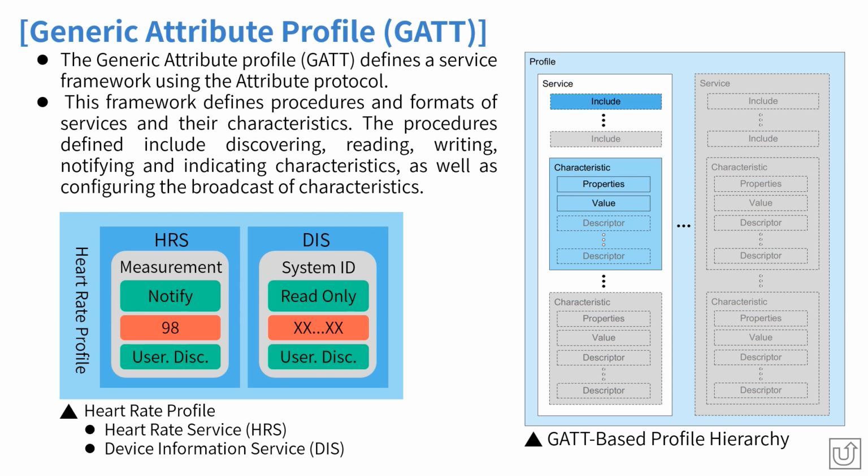through the server. User descriptor is a descriptor of this characteristic, which is a set of strings. The device information service contains a characteristic that stores system ID, and this characteristic only allows the client to initiate a read request to obtain the information.